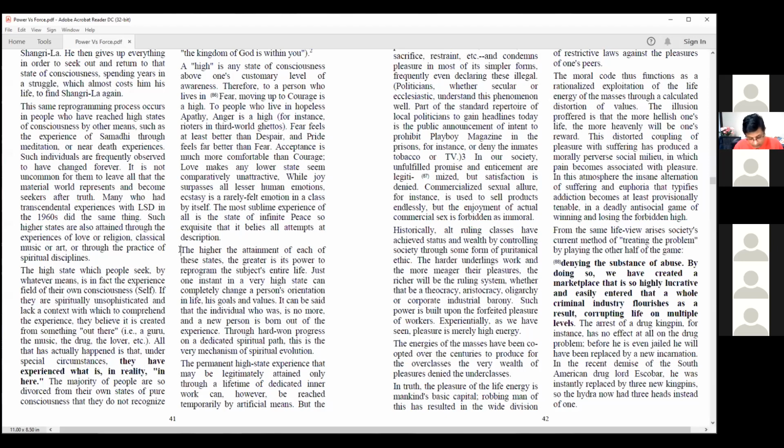The higher the attainment of each of these states, the greater is its power to reprogram the subject's entire life. Just one instant in a very high state can completely change a person's orientation in life, his goals and values. It can be said that the individual who was is no more, and a new person is born out of the experience. Through hard-won progress on a dedicated spiritual path, this is the very mechanism of spiritual evolution.